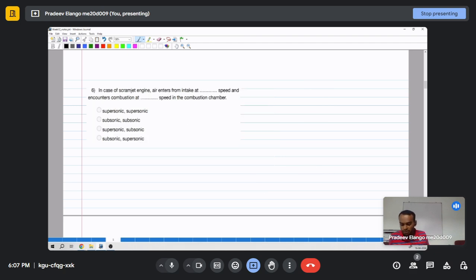Next, in case of a scramjet engine, air enters the intake at the dash speed and encounters combustion at dash speed in the combustion chamber.